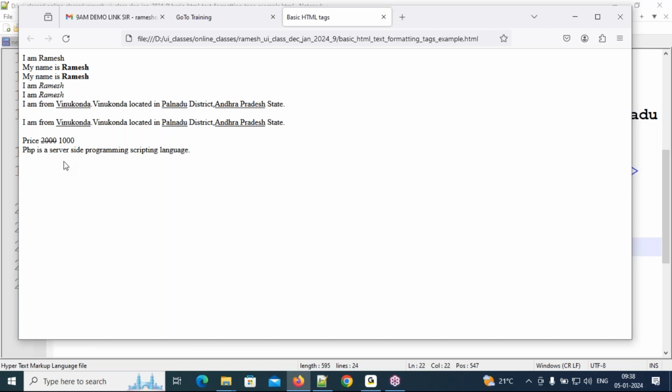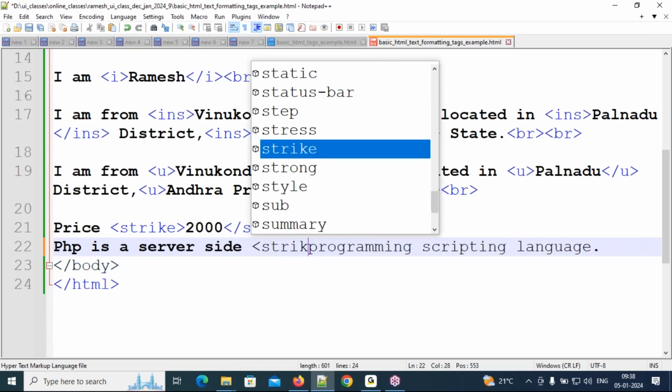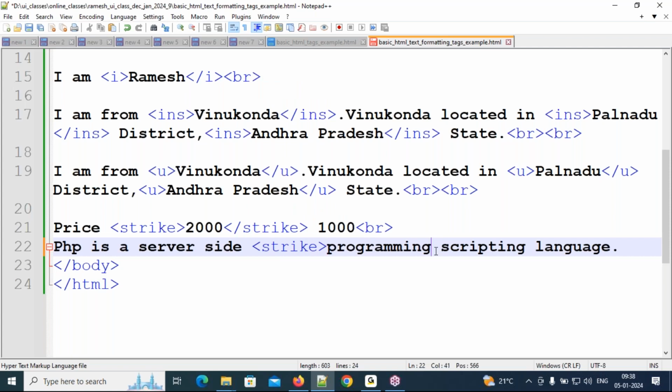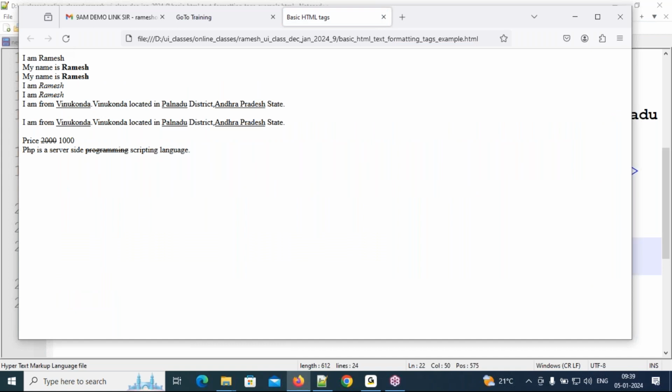So here, what is my intention? PHP is a scripting language, not programming. Then how can I tell that? Strike through it. PHP is a server-side scripting language, not a program. So you are telling strongly that this is definitely not correct. In that case, we can go for the strike tag. Clear, everyone? Right.